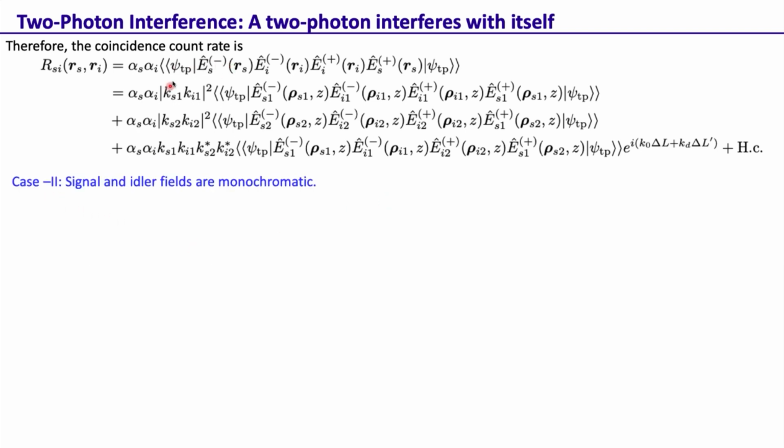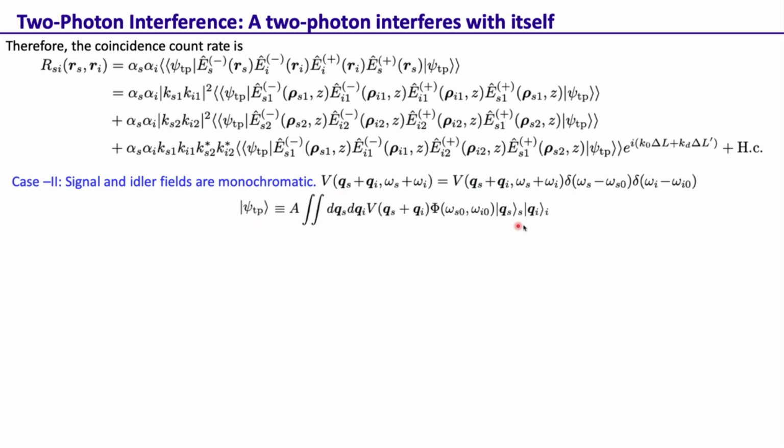Now, for the 2-photon state, we consider signal fields to be monochromatic, and as we had just done a few slides ago, the pump field in this case takes this form, and the 2-photon state has this form. We will simplify it a little bit more and assume that this phase matching function phi omega s naught, omega i naught is actually 1. This just makes the math simpler, and it makes it easy to explain the main concept, but in general the phi need not be 1, and one can still do this. So when this is 1, then this 2-photon state simply takes this form.